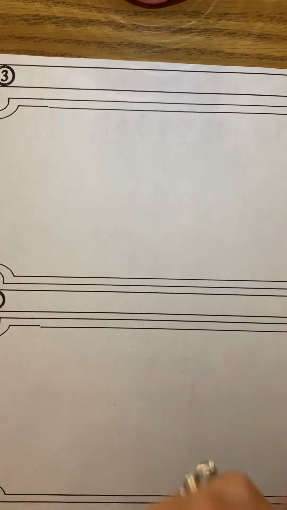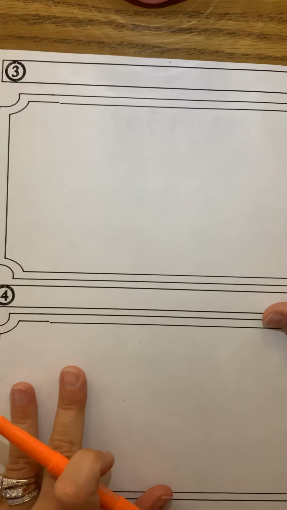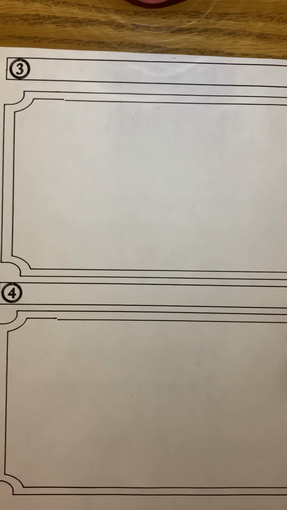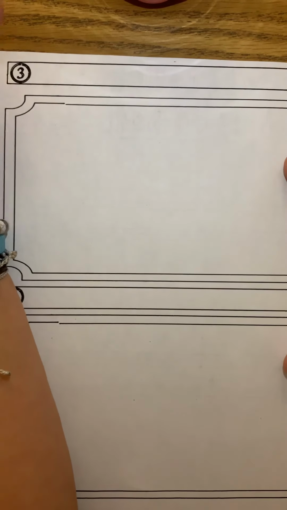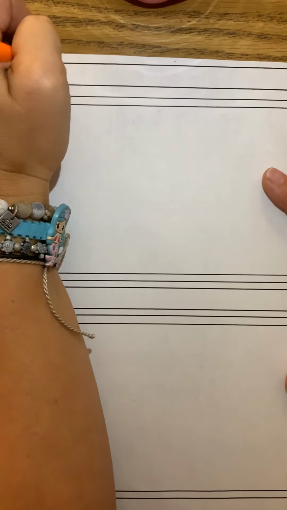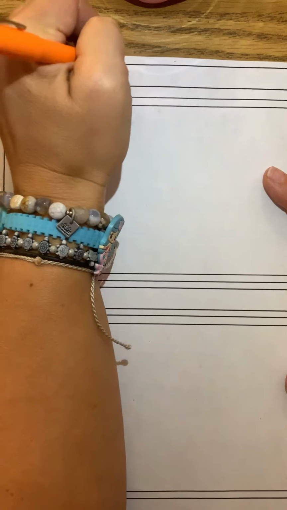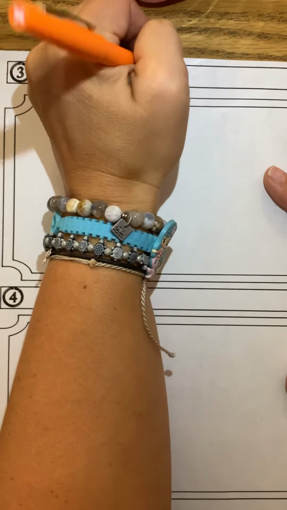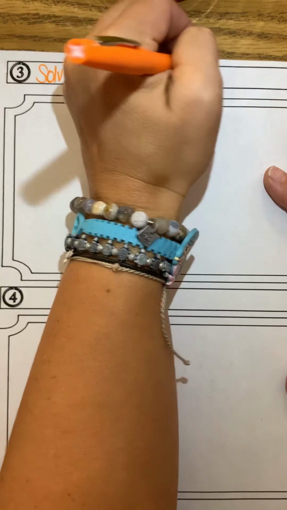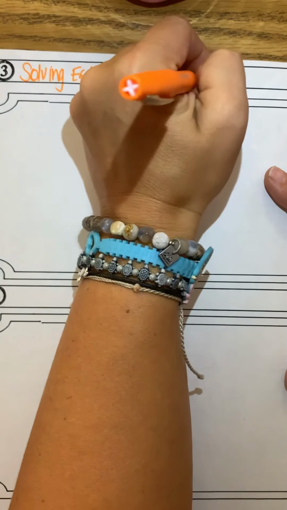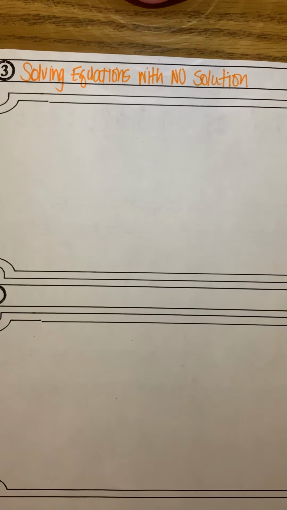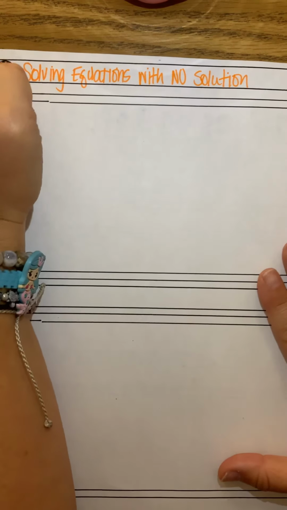All right, so we already did the front side, and I'm gonna hop over to the back side of our notes for today. So this is for examples 3 and 4 for 1.3. Example 3 says solving equations with no, and I put that in caps, solution.